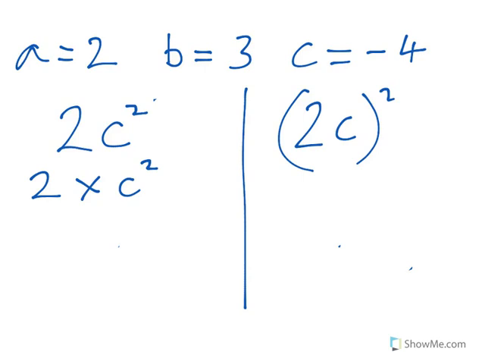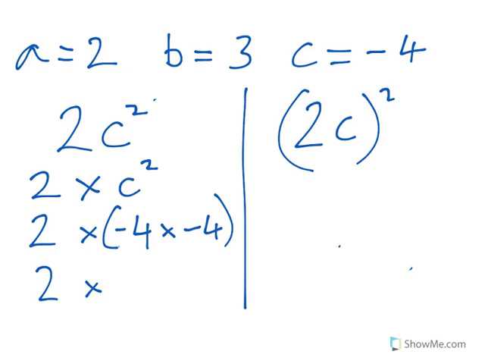So that means we're doing 2 times -4 times -4, which is 2 times, now we're doing minus times a minus in this bracket here. Just here we're doing -4 times -4, so that will be plus 16. So it's 2 times 16, which gives us an answer of 32. So the left-hand side gives us 32.